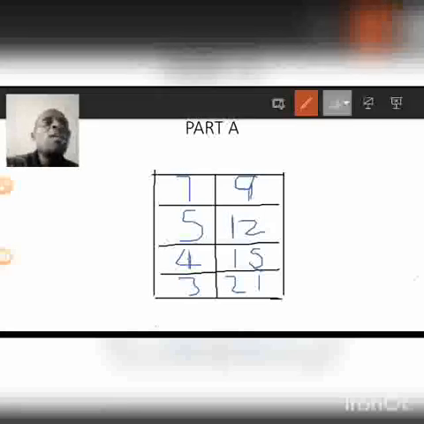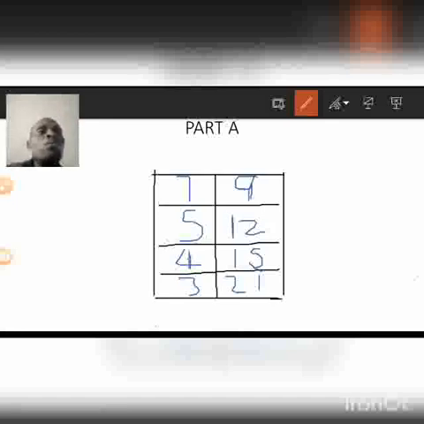Now in part A, we have a table with 2 columns and 4 rows. In the first column, which is on the left side, we have 5, 7, 4, and 3. The column on the right, we have 9, 12, 15, and 21. Well, these numbers on the left hand side match with the numbers on the right hand side, but not directly. We have to look for it.